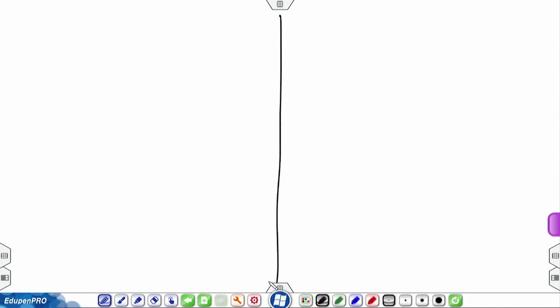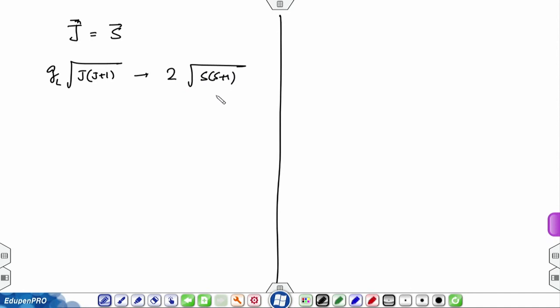So, you end up having J equals S and G square root of J plus 1 goes to 2 square root of S plus 1. So, this non-central part lifts the degeneracy, mixes states in such a way that L part becomes 0, and the only contribution that comes to magnetic moment is from S, and therefore, you have this quenching, and P therefore becomes 2 square root of S plus 1.